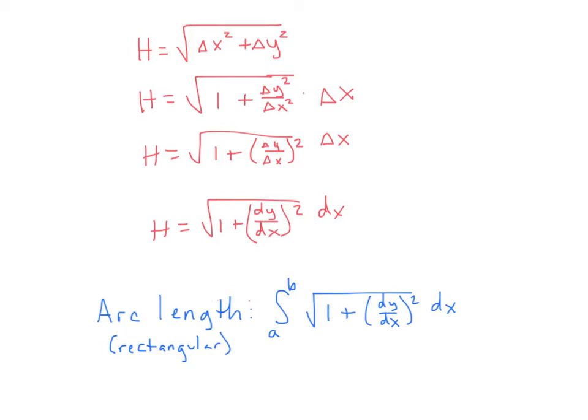The important thing to know for the AP exam is this formula right here. So it goes from a to b. Those are our interval, that's the interval that they give us. The square root, 1 plus, and then the important part for us to really know, this is where we plug in the derivative of our function.